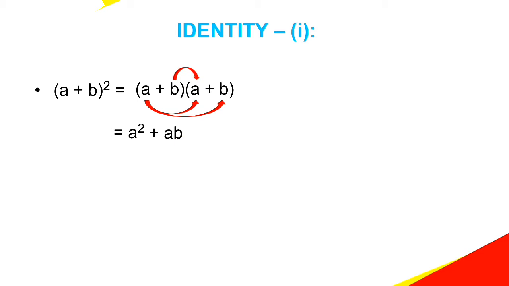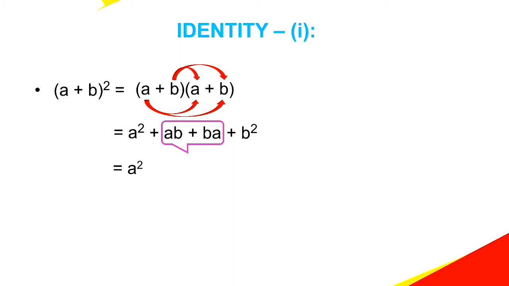Next, B into A can be written as BA, plus BA. Next, what we can write? B into B can be written as plus B square. Right? A square. Here we can see AB plus BA. According to the commutative property, AB is equals to BA. Right? Here the variables are the same but the order differs.